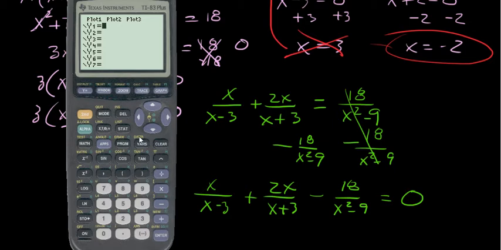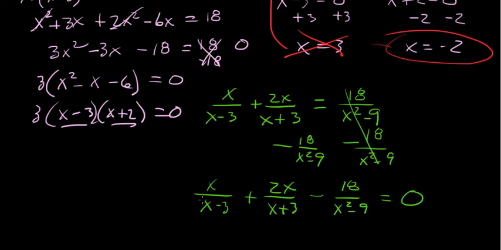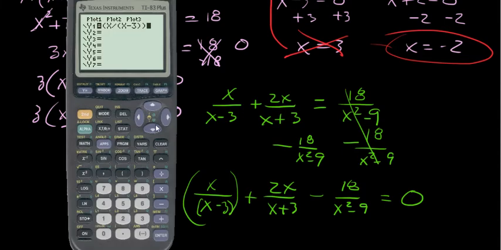We've got parentheses, another parenthesis, or actually I don't need another parenthesis. x divided by parentheses x minus 3, close parentheses, another close parentheses. Now, this was in parentheses here, and the whole thing is in parentheses, just to clarify what I'm doing there. Plus parentheses 2x divided by parentheses x plus 3, close, close.